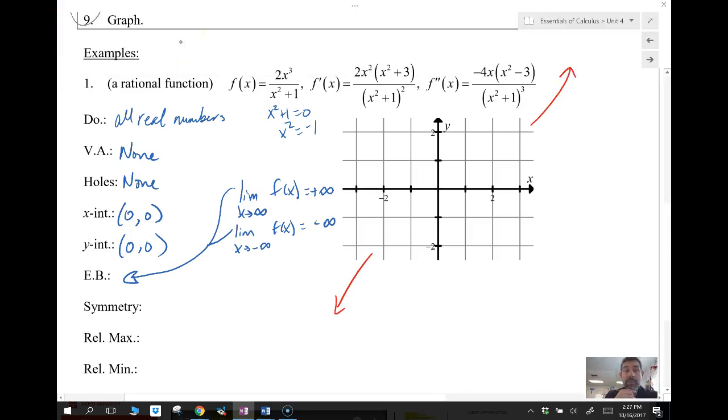Is there any symmetry? Well, this is an odd function divided by an even function, and an odd divided by even is going to give me an odd function. So this is going to have origin symmetry.